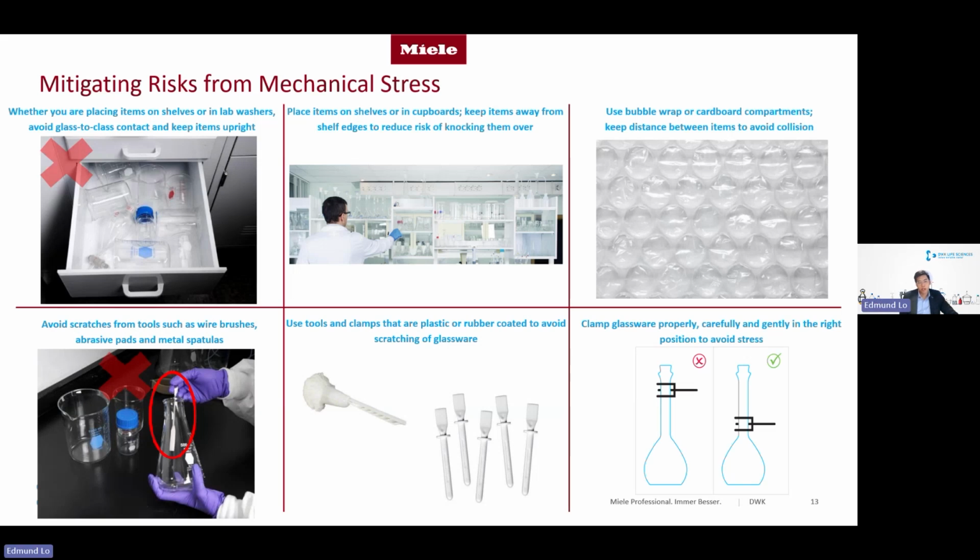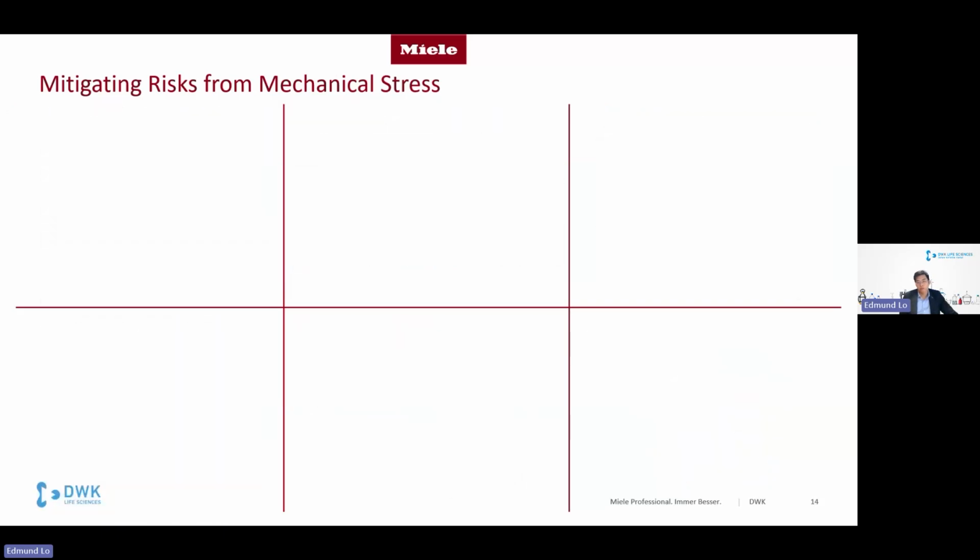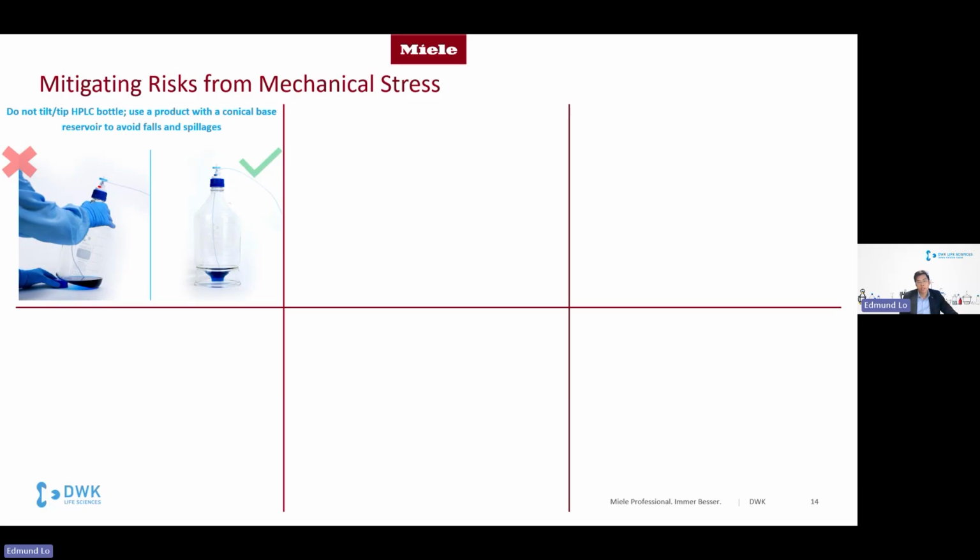Instead, use tools and clamps that are plastic or rubber coated to avoid scratching of glassware. Last but not least, clamp the glassware properly in the right position to avoid stress. So you need to know your glassware well in order to know which is the right position, or contact the manufacturer if you're ever in doubt. This one's a classic, the tilting of the HPLC bottle in analytical labs. We see this a lot, but don't do this. The user should use a product with a conical base reservoir to avoid falls and spillages.